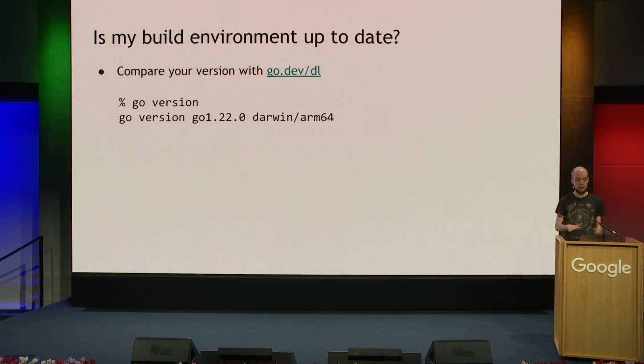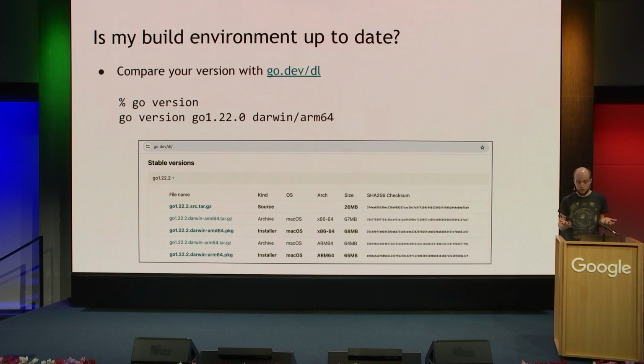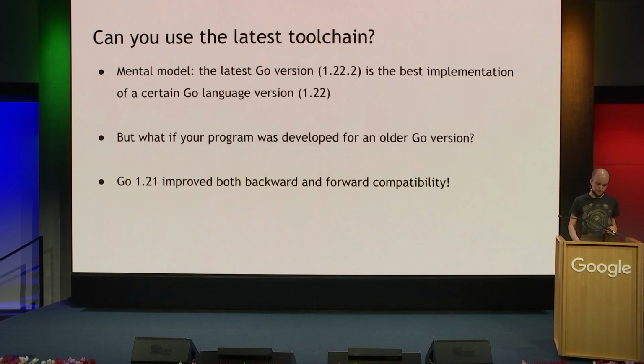Okay, let's start with a really basic question. Is my build environment up to date? So how would you do it? Well, you just open a terminal, enter go version, and it will print you something like this. In my case, when I prepared the slides on this laptop, I was on Go 1.22.0 running on a Mac. Then you open your browser, you go to go.dev/dl, and you compare. And in this case, I could see there is actually a newer version available, 1.22.2. So I should probably update.